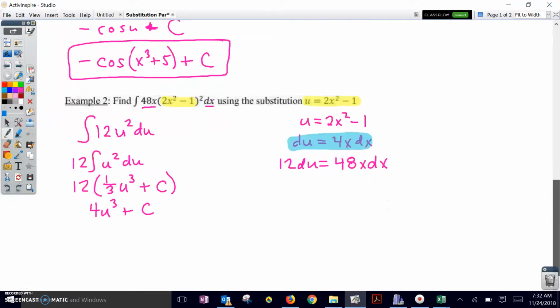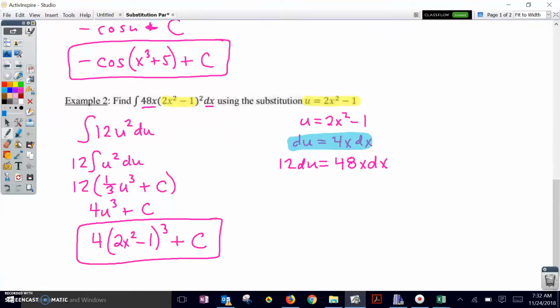Notice here I didn't need to change the c. I didn't need to write 12c because all this is a constant that we don't know. So when we multiply it by 12, it's still just a constant that we don't know. And now we're going to bring u back. U was equal to 2x squared minus 1. And so there's the integral of 48x times the quantity 2x squared minus 1 to the second dx.